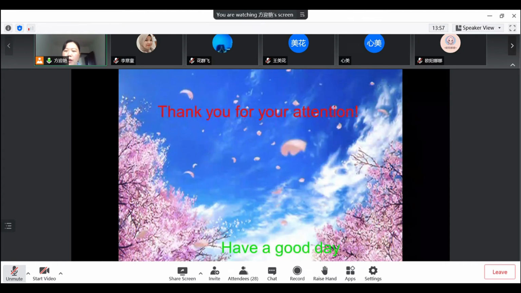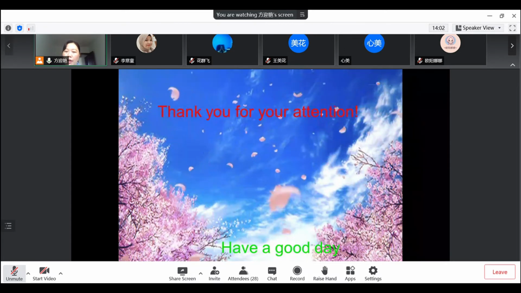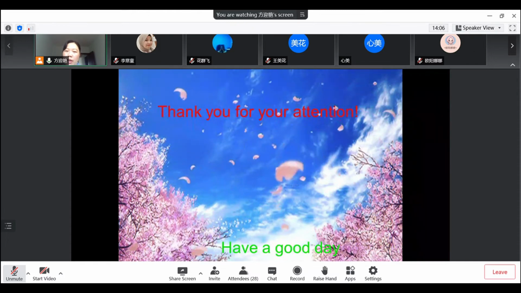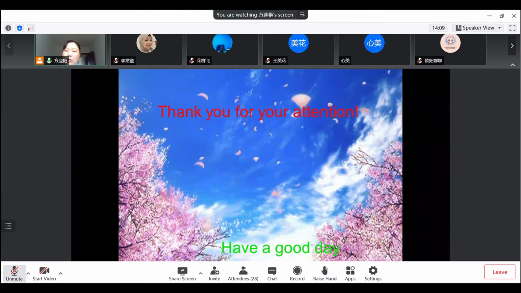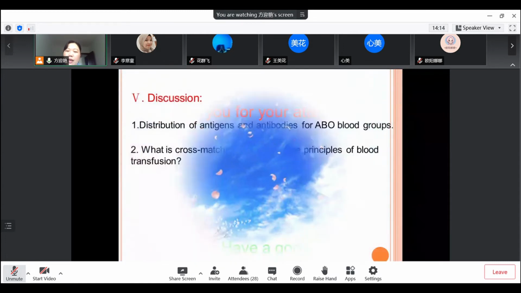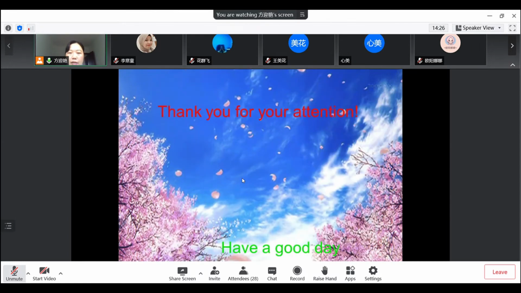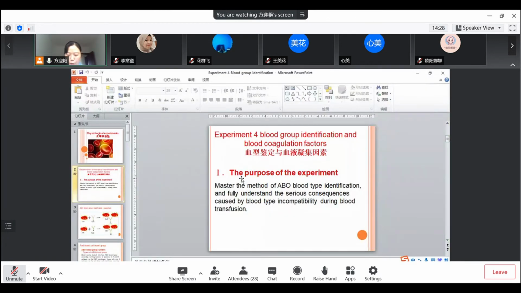The blood cell is also very easy to understand, and it is often used in clinical work. I hope you master the distribution of the antigens and antibodies of the ABO blood group. If we master this knowledge, it is easy to understand and do. Because before a blood transfusion, you should ask the patient to do 1, ABO blood group identification, and 2, cross matching. This is the experiment 4 we study here.